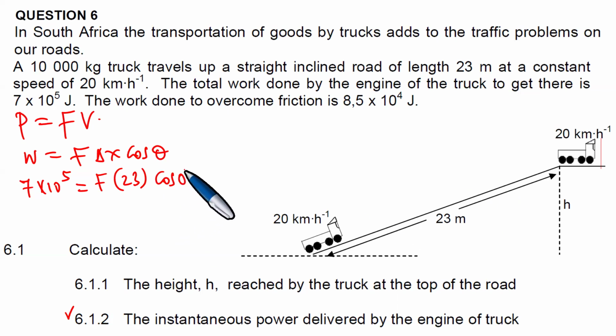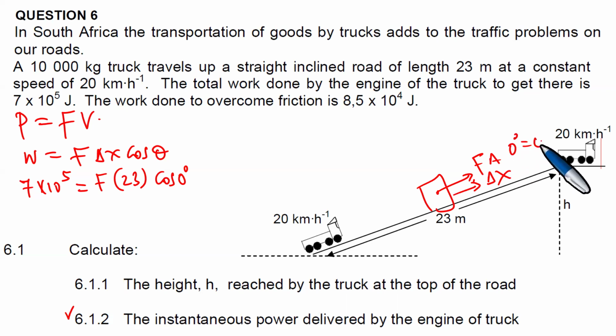And then we have the cosine of 0 degrees, because what is happening here is that when the truck is moving upslope, delta X is in that direction and the applied force is in the same direction. So the angle between these is 0 degrees, which is the angle theta. That's why here we're putting 0 degrees, because the applied force and the delta X are both parallel to the slope. And therefore, the angle between them is 0 degrees or 0 radians.